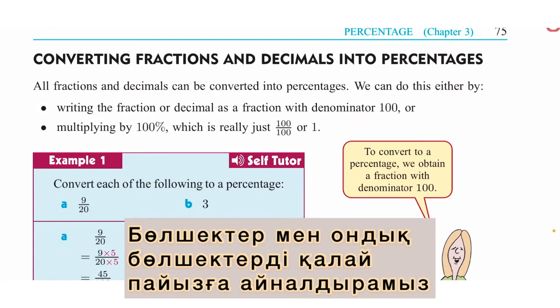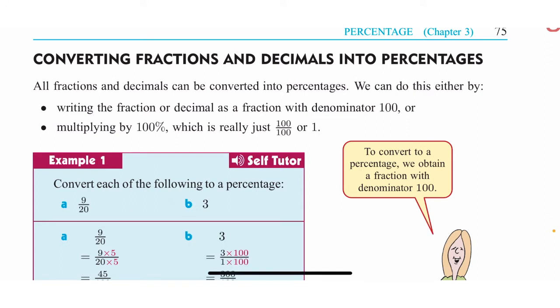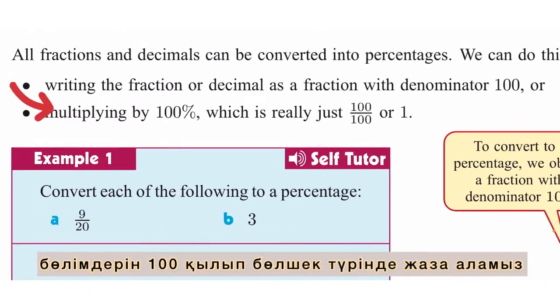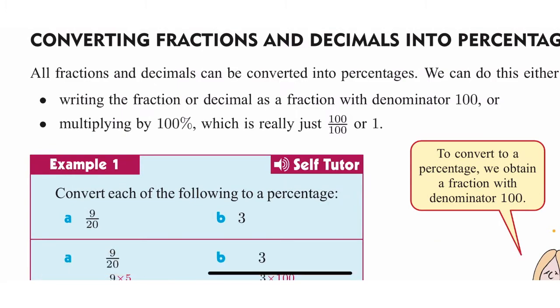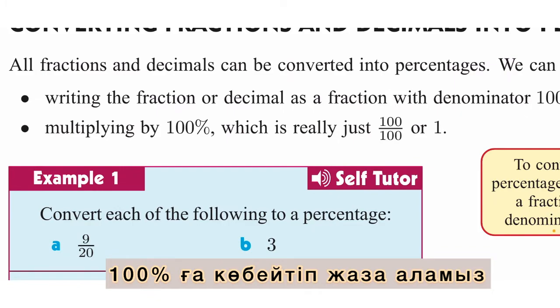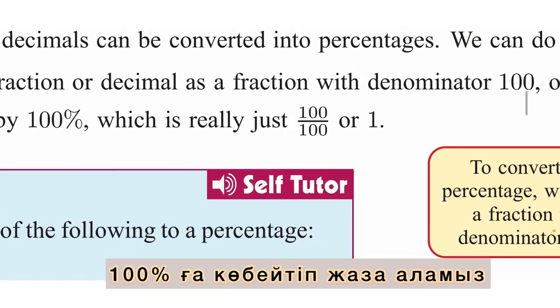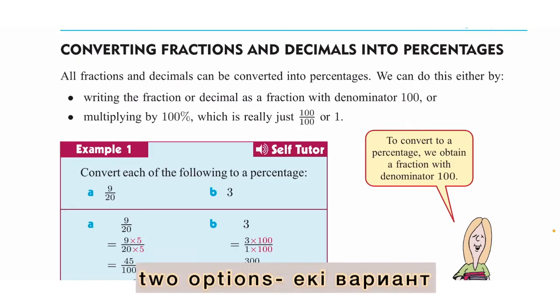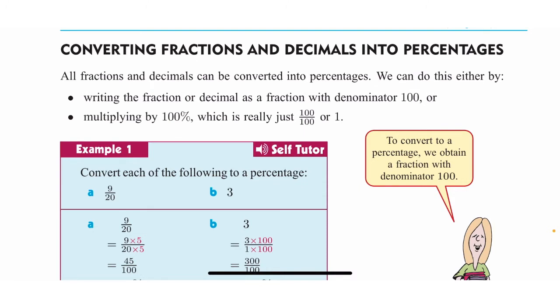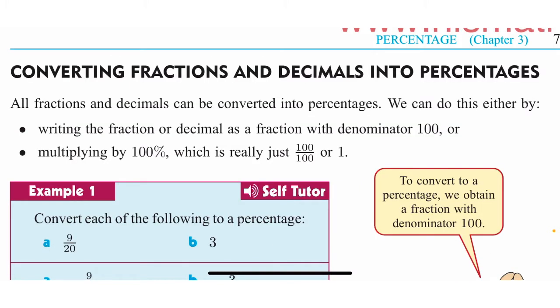How do we convert fractions and decimals into percentages? All fractions and decimals can be converted into percentages. We can do this either by writing the fraction or decimal as a fraction with denominator 100, or multiplying by 100%, which is really just 100 over 100, or 1. So we have two options in order to convert fractions and decimals into percentages.